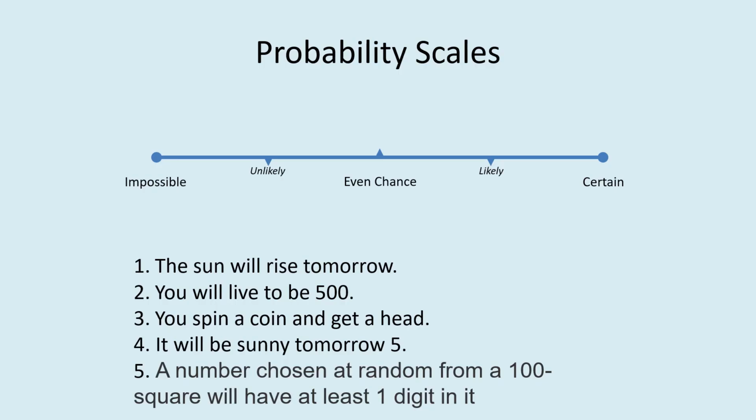Here is a probability scale for you to give it a go. So, where would you place the events that I have mentioned here on the probability scale? Just put your numbers. So, the sun will rise tomorrow. We've already said that will be a certain event. So, I'll put number 1 here. Pause the video, give it a go, and when you're ready to mark it, unpause.